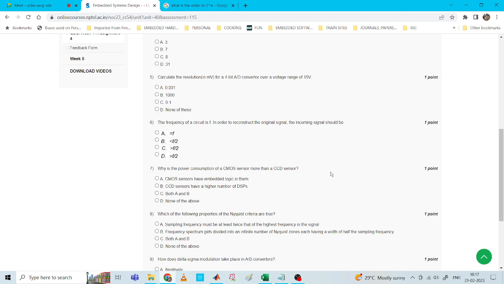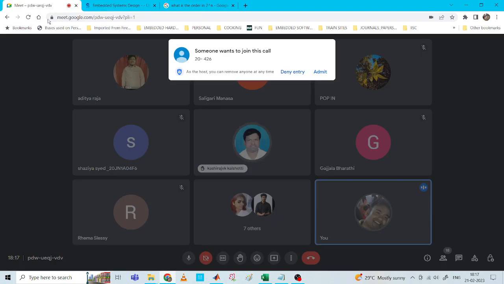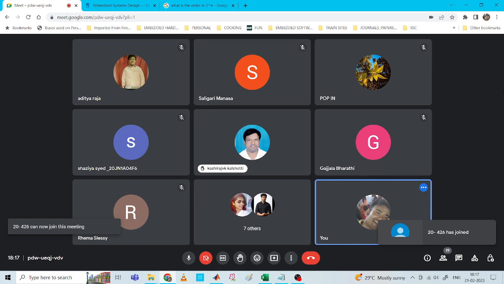Okay, sir, no problem, sir. Then can you explain resolution, sir? For suppose n bit, how much would be the resolution? See, for resolution, for example, let's say you have 5 volts, and it is getting converted to 255.